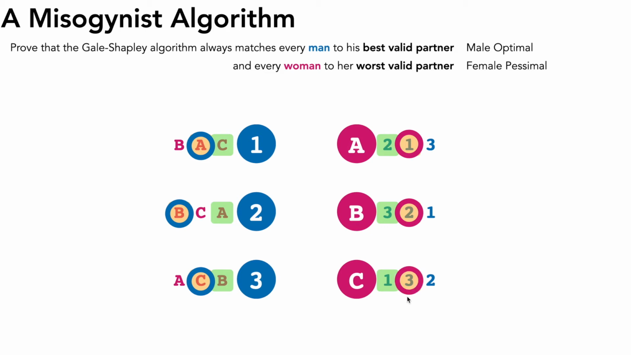Already from this example, we can see that we've selected all of the gold valid partners, aka the ones we got from the Gale-Shapley algorithm. So from this example, we can see the claim is true. Let's go ahead and try to actually prove it.